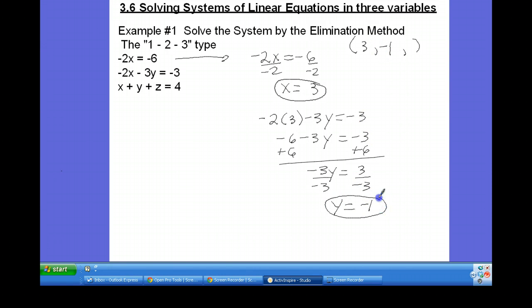Now that we have two of our three, we take both of those to the three variable equation. We plug in x and we plug in y. So we'll have 3 plus negative 1 plus z equals 4, plugging 3 in for x and negative 1 in for y. Collect like terms here. We get 2 plus z equals 4. Subtract 2 from both sides, z equals 2. So our ordered triple is 3, negative 1, 2. Okay? You try one.